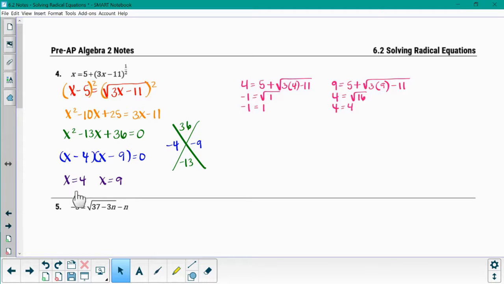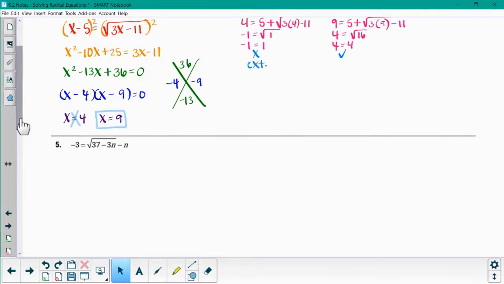Now, the 4 does not work because I get -1 is equal to the square root of 1, which a negative is not equal to a positive. However, the 9 does work. I get 4 is equal to the square root of 16. 4 equals 4. So the 4 is canceled out. The x equals 9 is my only solution.